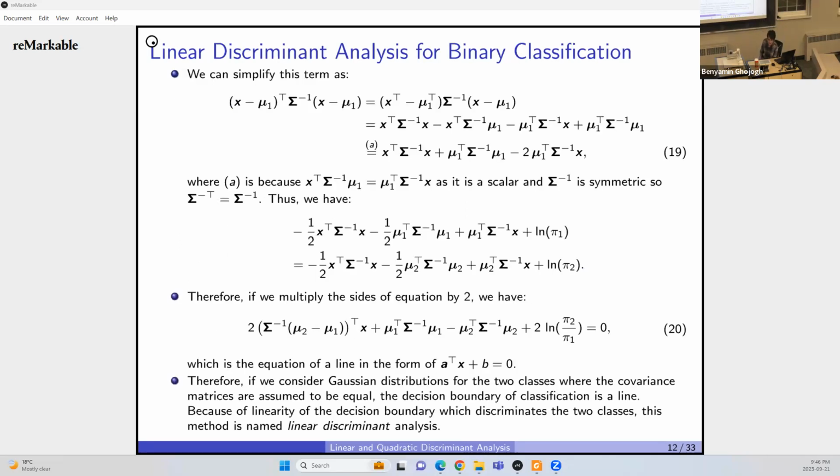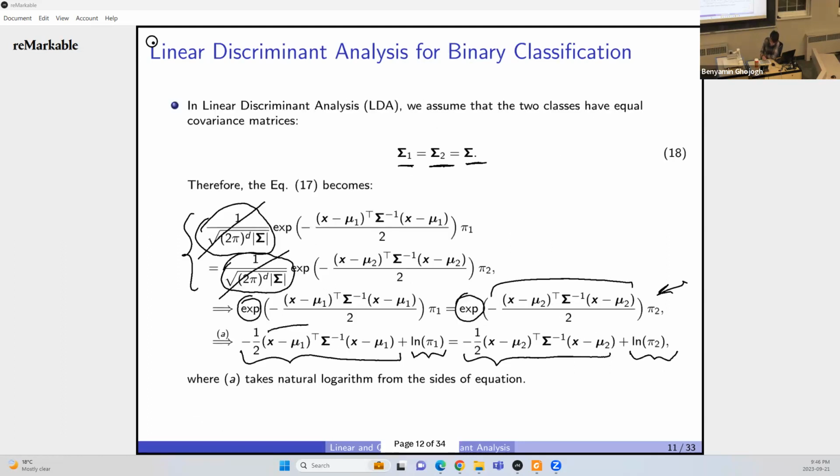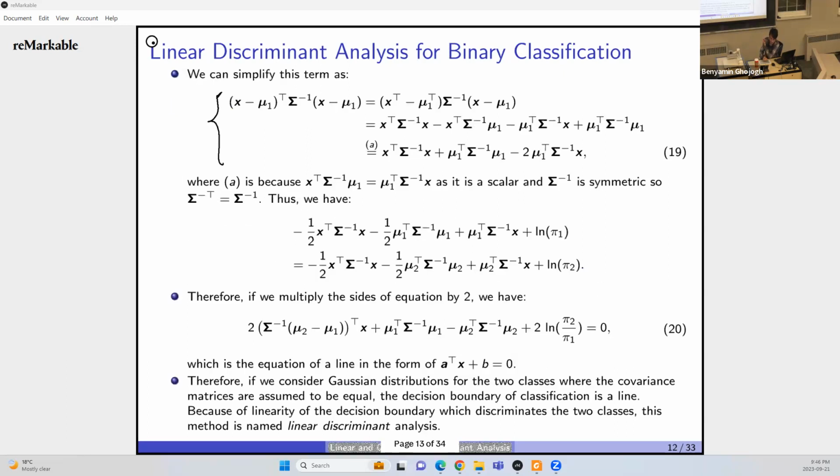We can simplify this term as this. Here we have these two terms, which are in the same format. Let's consider one of them, such as (x minus mu1) transpose sigma inverse times (x minus mu1). Let's simplify. I apply the transpose on the elements, so I will have x transpose minus mu1 transpose.